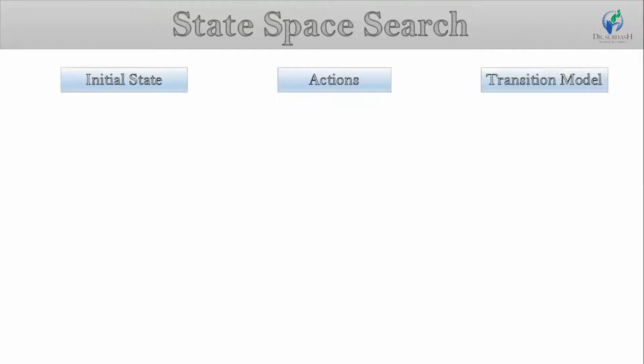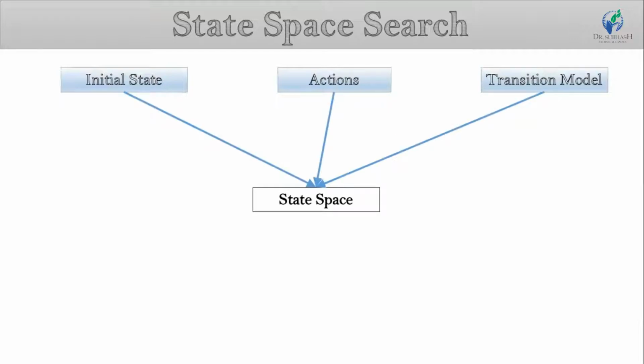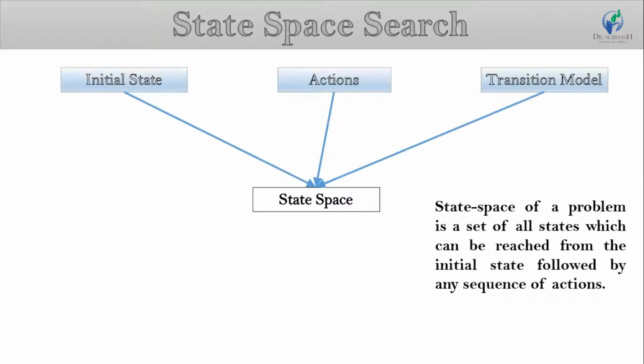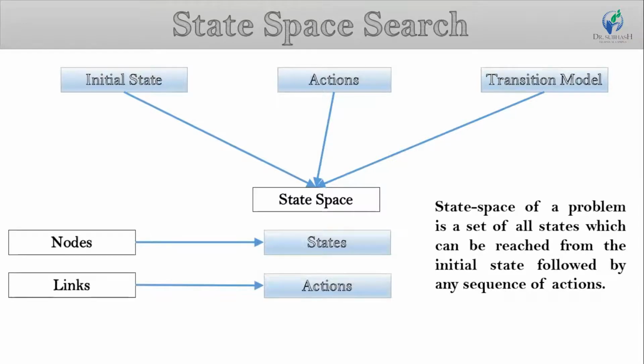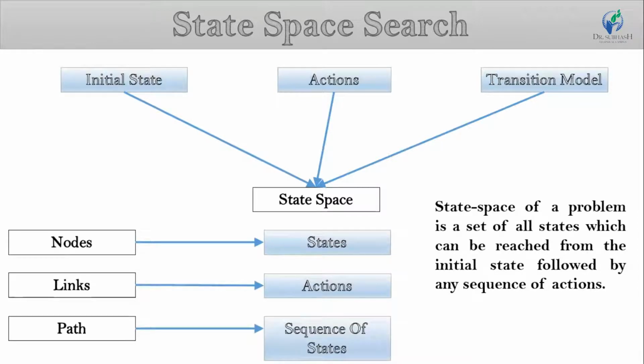So we can say that initial state, actions, and transition model together define the state space of the problem implicitly. State space of a problem is a set of all states which can be reached from the initial state followed by any sequence of actions. The state space forms a directed map or graph where nodes are the states, links between the nodes are actions, and the path is a sequence of states connected by a sequence of actions.